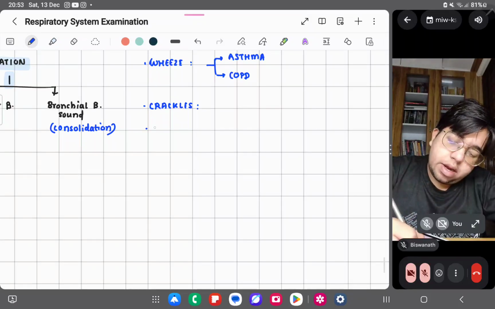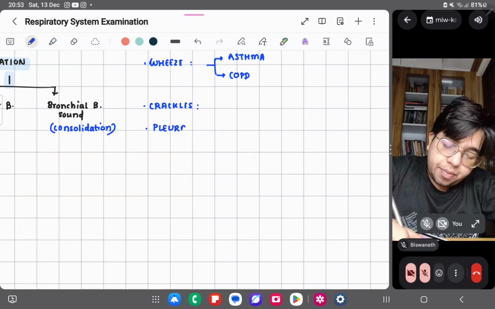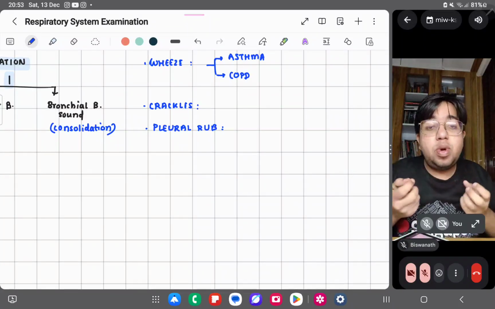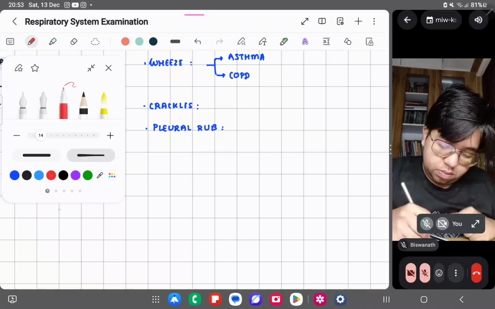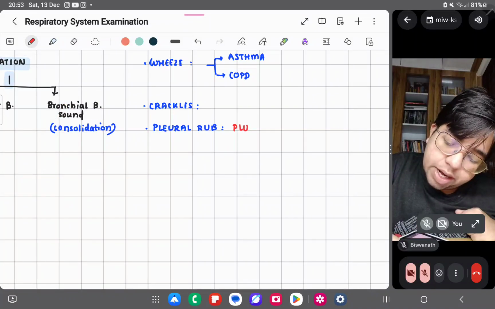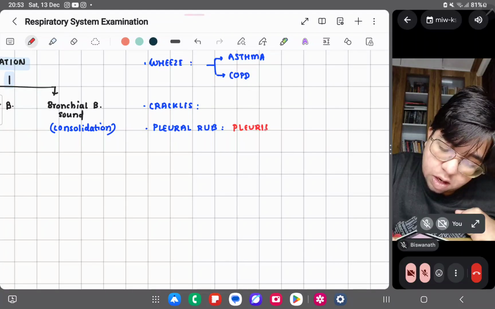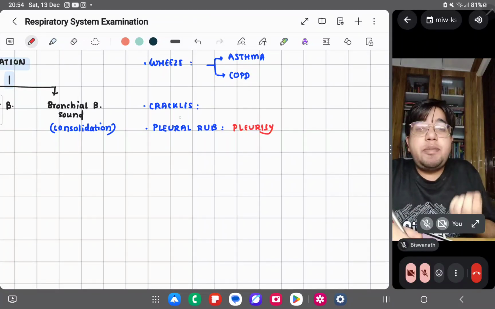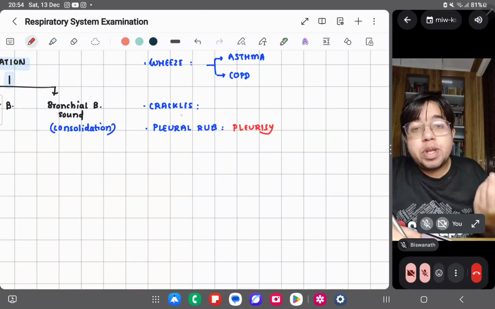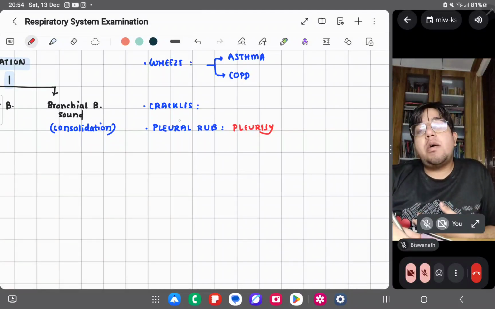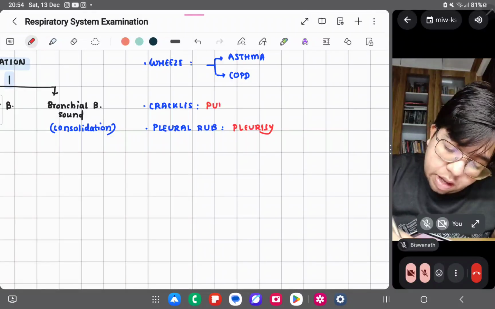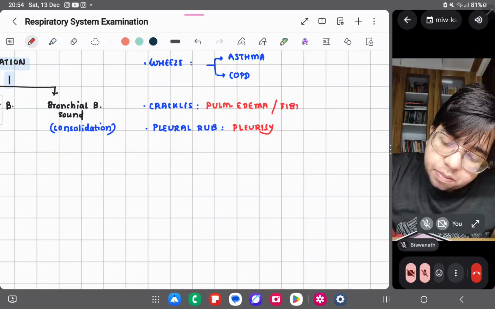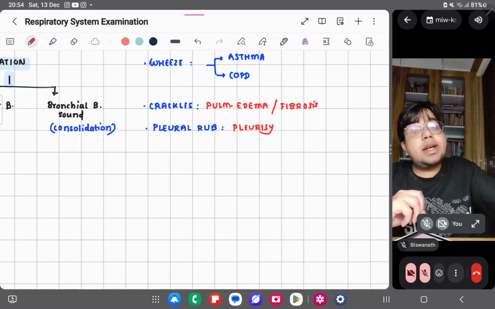In a pleural rub, the pleura are rubbed against each other due to inflammation of the pleura. Pleural rub can indicate pleurisy. Crackles can indicate any kind of fibrosis. If there is fibrosis, there may be bubbles which may be bursting or coming. Fibrosis or any kind of pulmonary edema, you can get crackles.